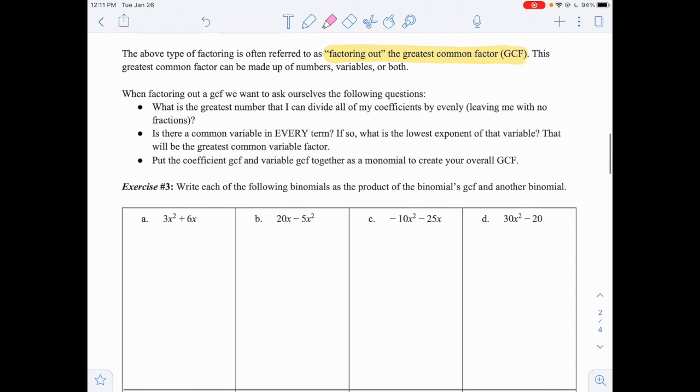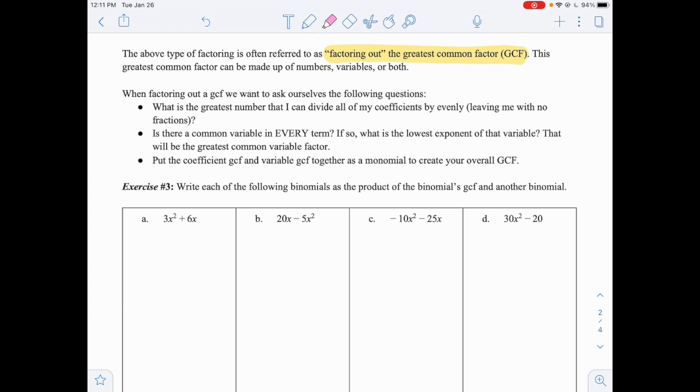All right, so it says, the above type of factoring is often referred to as factoring out the greatest common factor, or what's known as the GCF. I will almost always call greatest common factor GCF. You'll hear me say it all the time. I'll be like, what's the GCF? Take out the GCF, factor out the GCF. So make sure you do that. This greatest common factor can be made up of numbers, variables, or some combination of both. And we're going to see that in these examples.